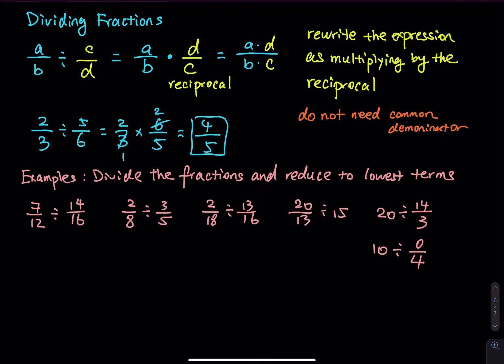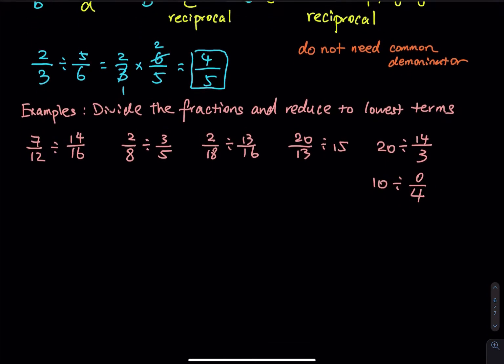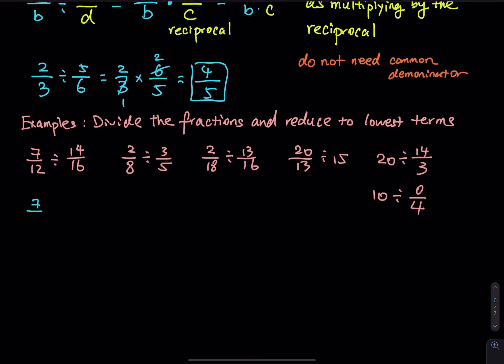And then let's do this practice. The first one is 7 over 12 divided by 14 over 16. So you do 7 over 12 times 16 over 14. Okay, let's reduce the numbers a little bit. The 7 and 14: 7 divided by 7 is 1, 14 divided by 7 is 2. The 12 and 16: 12 divided by 4 is 3, 16 divided by 4 is 4.